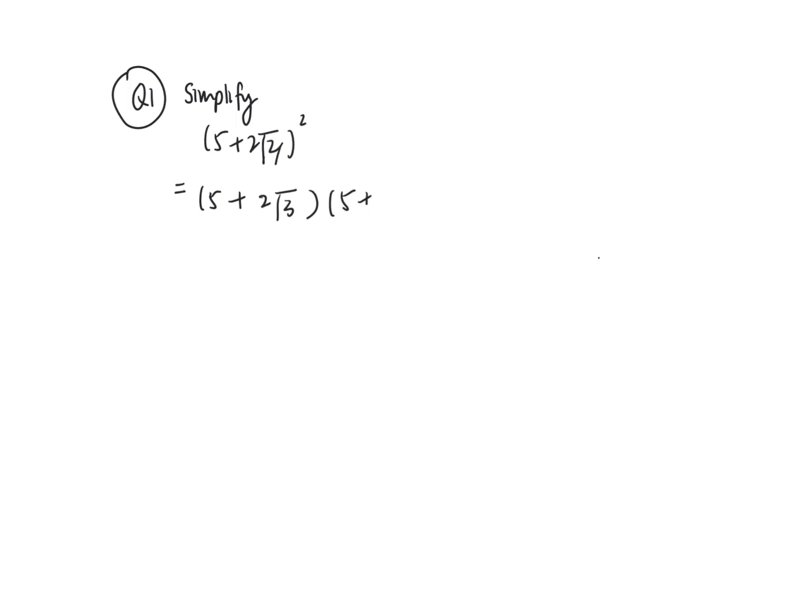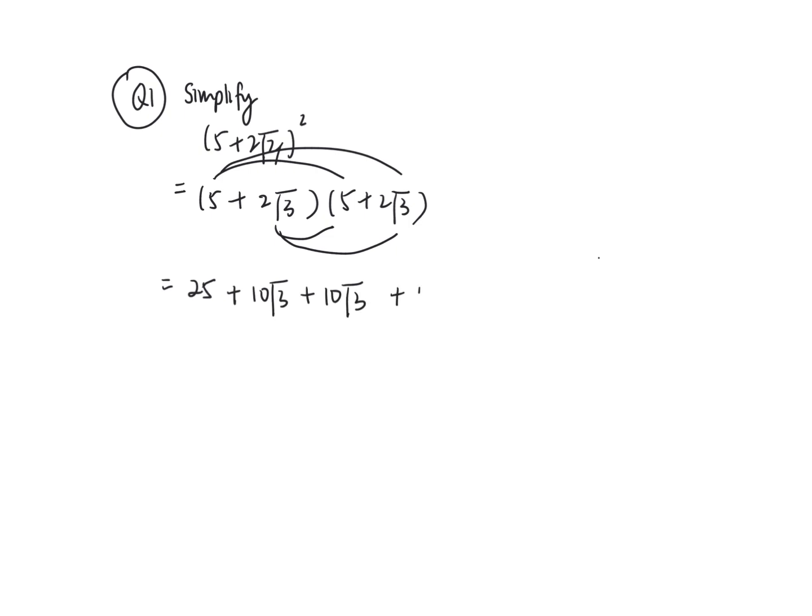Product rules, you can do this and expand one by one. Okay, so you get 25, 10 root 3, 10 root 3, and then 4 times 3. So 37 plus 20 root 3 is the final answer. Okay, do corrections.